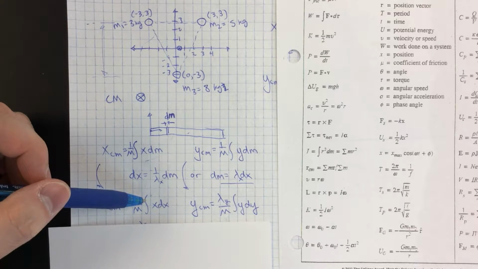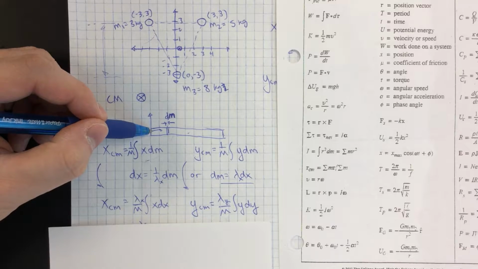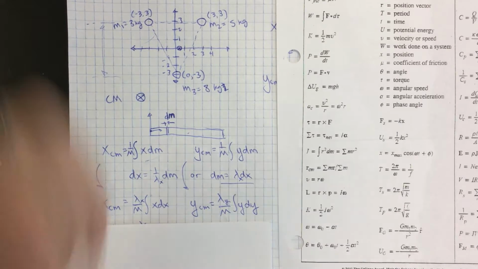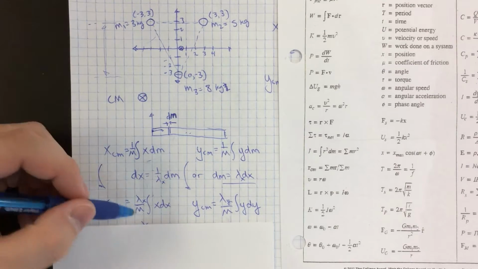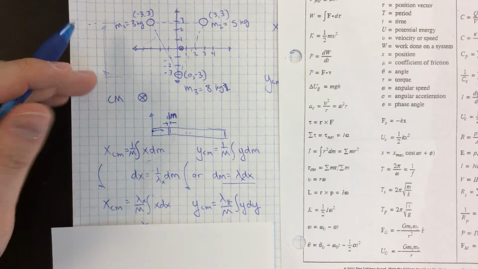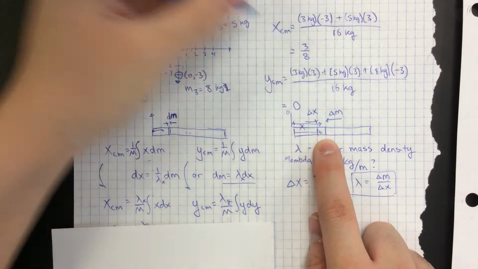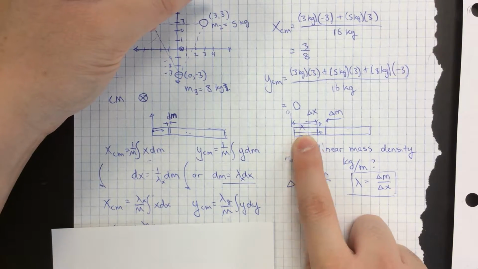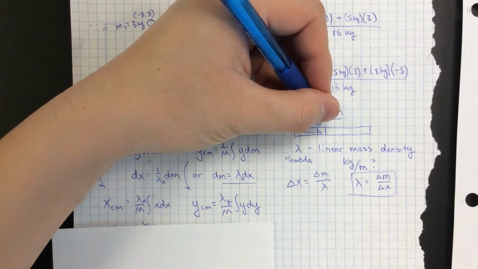Something to be careful about is you have to choose ahead of time where your origin is. Is it going to be here? Is it going to be here? Is it going to be here? Because that's going to determine what x is. x is the position of that slice. Delta x is the thickness of that slice.